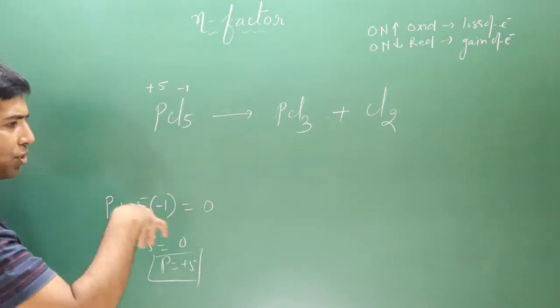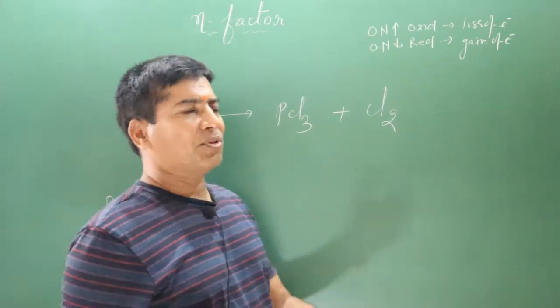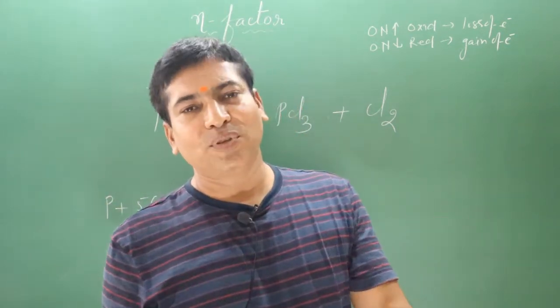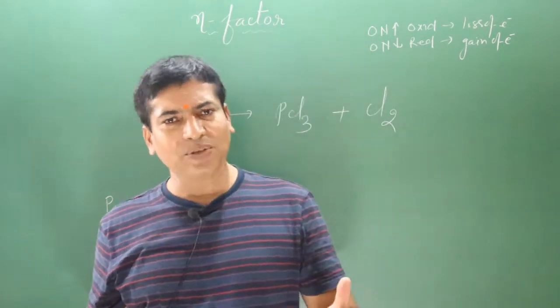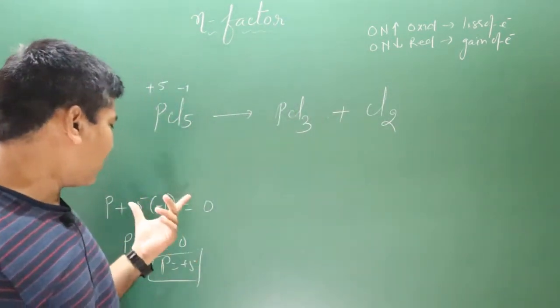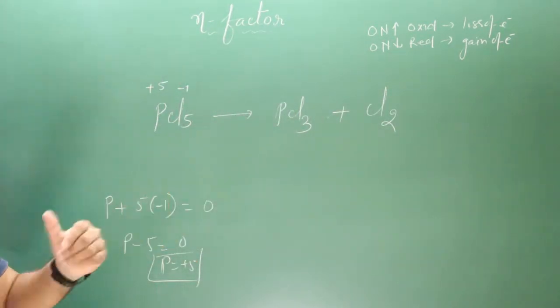As you keep on learning this kind of concept, by looking at the compound itself you can find the oxidation numbers. You don't need to do the calculation. This kind of calculation is done in the initial stage.